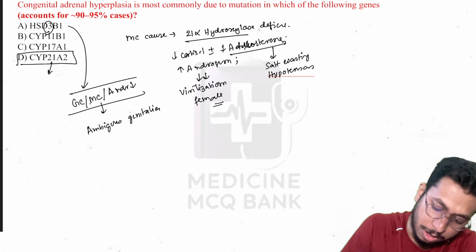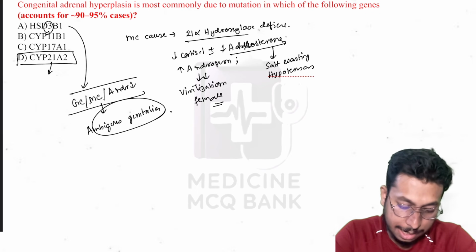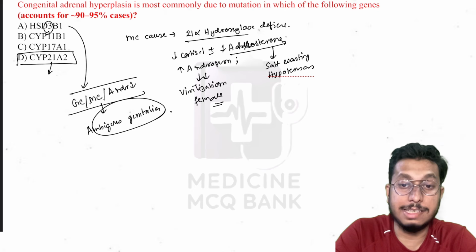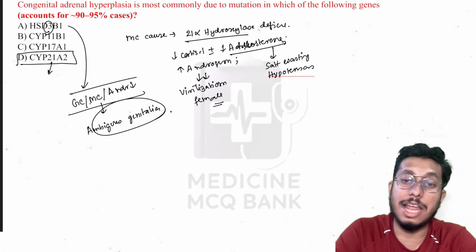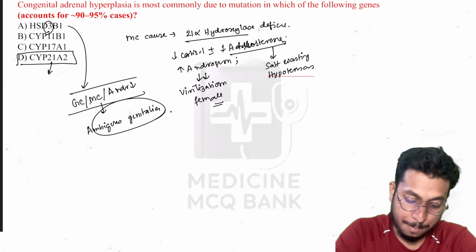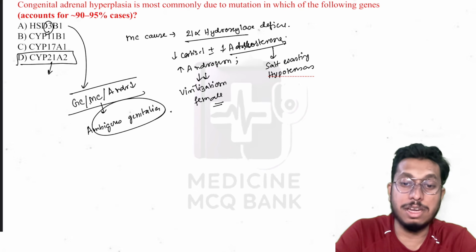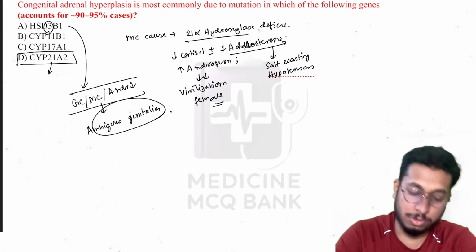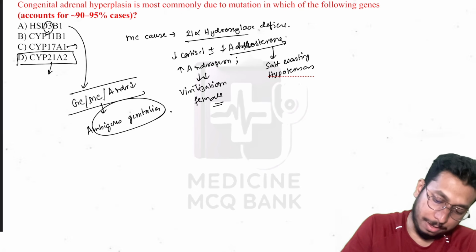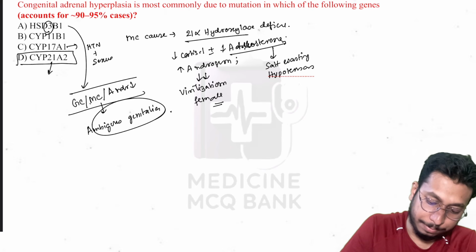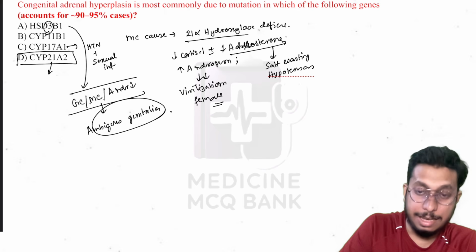Now regarding CYP11B1, here only cortisol decreases and aldosterone will increase, so there will be hypertension along with hypokalemia. Regarding CYP17, there is a decrease in cortisol along with androgen, and an increase in mineralocorticoid, so there will be hypertension along with sexual infantilism.